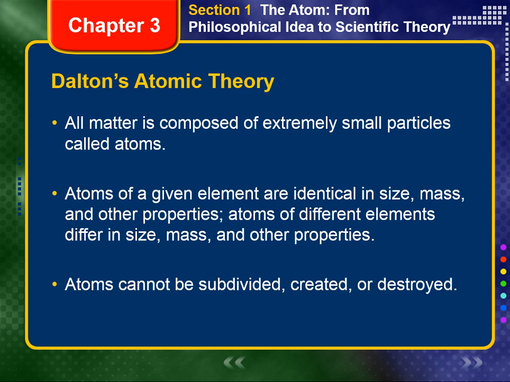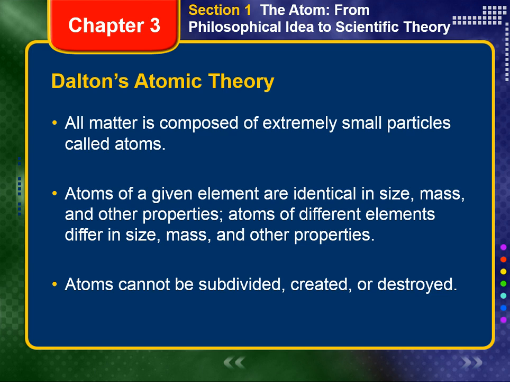Chapter 3, Section 1, Dalton's atomic theory. In 1808, an English school teacher named John Dalton proposed an explanation for the law of conservation of mass, the law of definite proportions, and the law of multiple proportions. He reasoned that elements were composed of atoms and that only whole numbers of atoms can combine to form compounds. His theory can be summed up by the following statements.